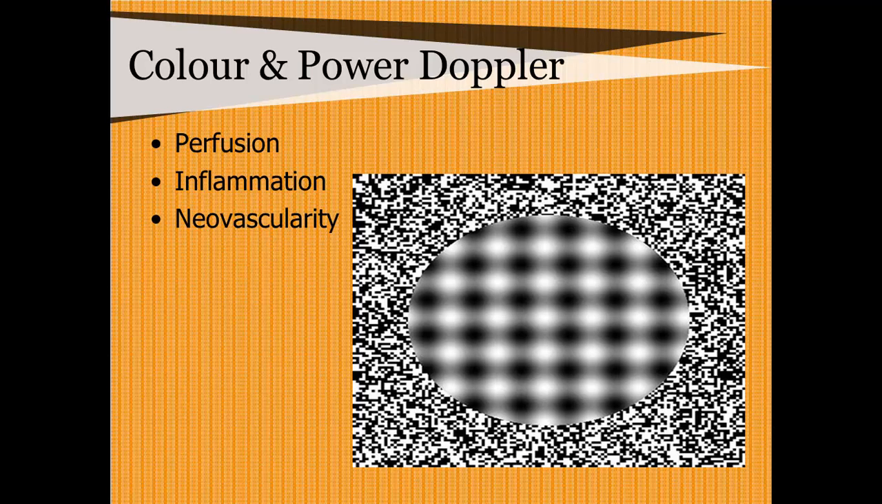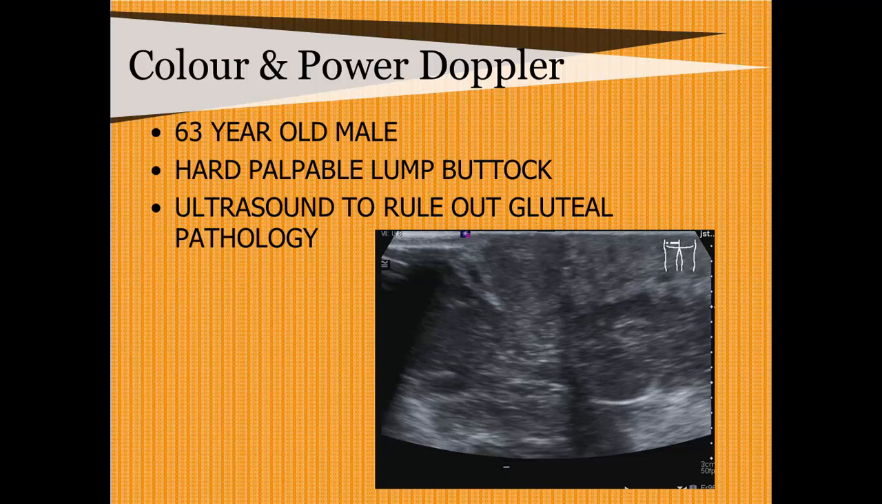So color and power Doppler. We're going to talk about perfusion, inflammation, and neovascularity. These are three things we look for when we use the color and power Doppler in MSK. So just for an example here, to break it up a bit.